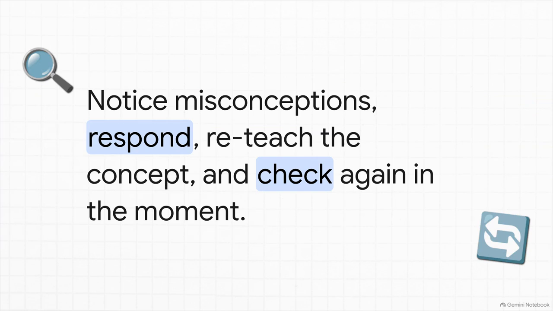Let's ground this in a real scenario, right? Say you're doing a science lesson on evaporation. You ask a quick question and suddenly realize a chunk of the class thinks evaporation means the water just magically disappears. You absolutely cannot just nod and move to the next topic. Instead, you make a real-time modification. You notice the misconception, you respond by hitting the brakes, you pull out a concrete diagram of particle movement to reteach it, and then you check again.